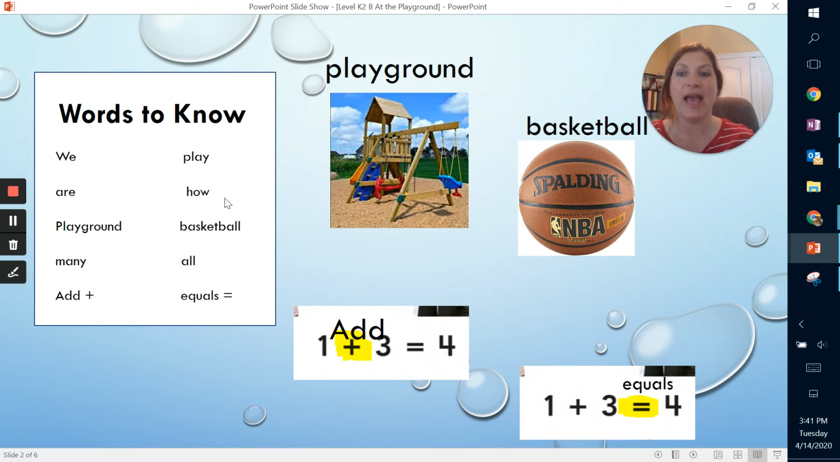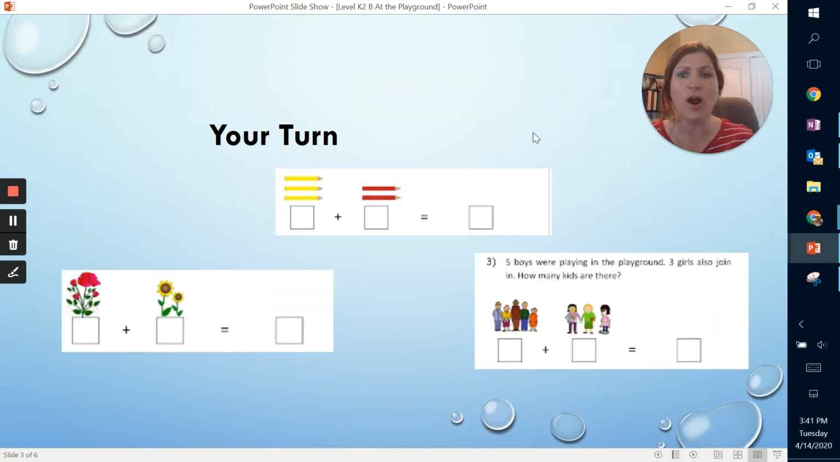Play, how, basketball, there's a photo right here of a basketball, all, and equals. Equals are those two lines that are one on top of the other, and it shows us what the sum of those two numbers is. All right, so it's your turn. This is super fun. We're going to do the first one together.